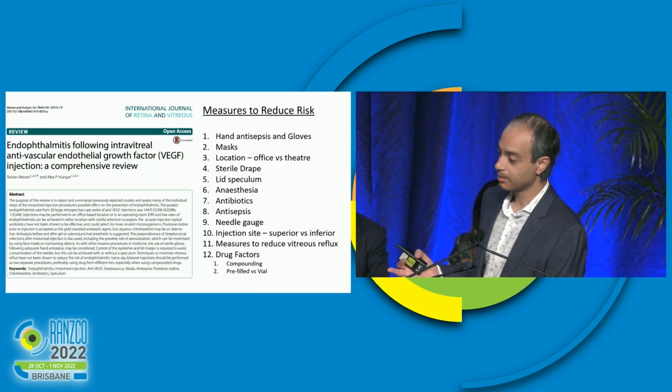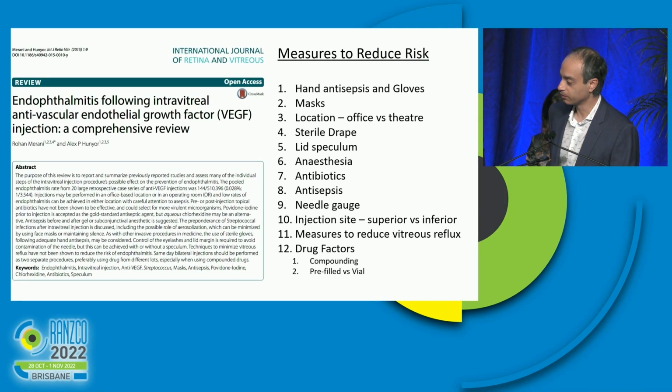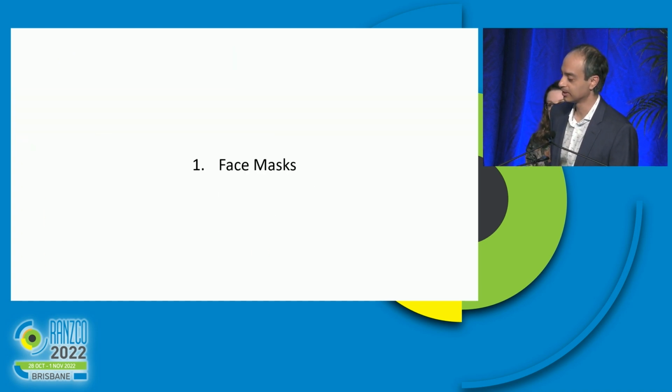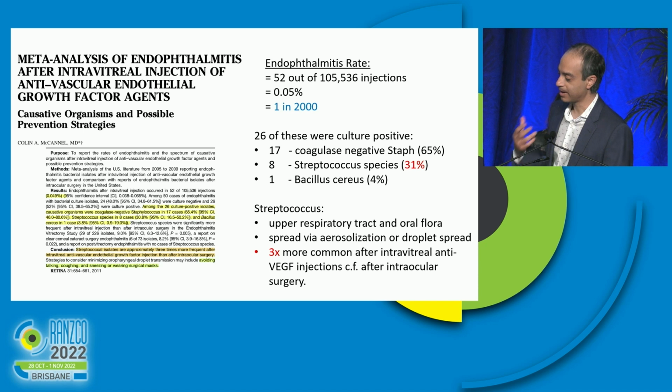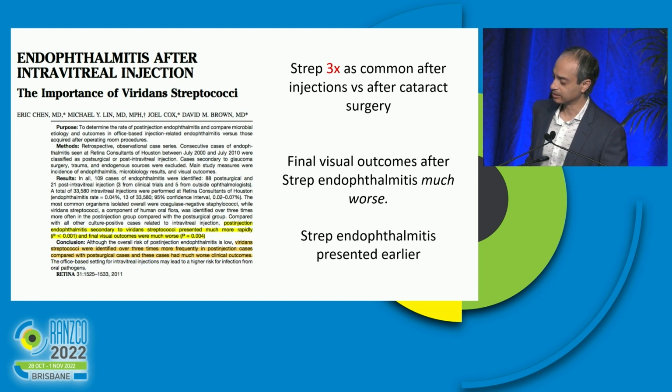There are a number of measures we can look at to possibly reduce the risk of endophthalmitis. We haven't got time to talk about every single factor today, so I've picked out 3 things to talk about. The first one is surgical face masks. In 2011, Colin McCannell brought to our attention that patients undergoing intravitreal injections were 3 times more likely to have streptococcal endophthalmitis compared with patients having cataract surgery, where surgical face masks were worn by the ophthalmologist. And other groups confirmed this finding, and as Penny was saying, the outcomes are much worse. It's a much more aggressive disease.